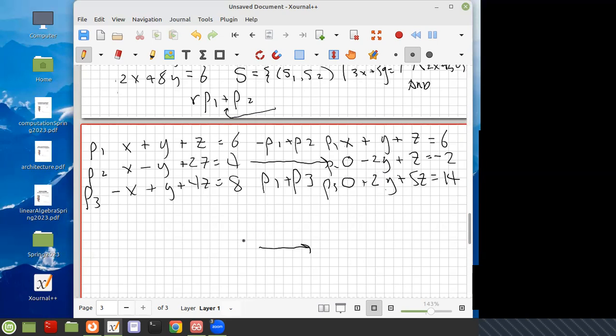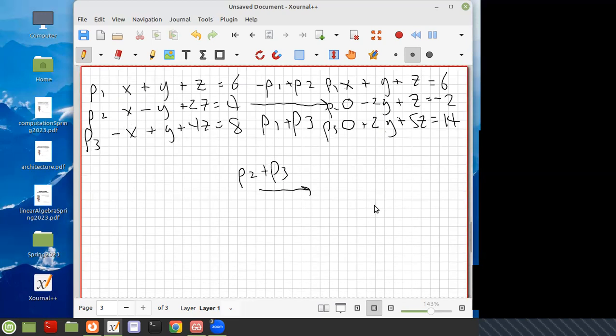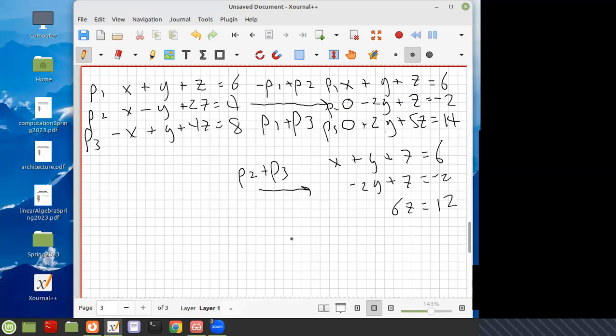But what I can do is take row 2 plus row 3. This isn't going to affect the first row, so I'm going to put x plus y plus z equals 6. It's not going to change the second row: minus 2y plus z equals minus 2, but minus 2y plus 2y is 0 there. And z plus 5z is 6z. And minus 2 plus 14 is 12. Now that's an echelon form.